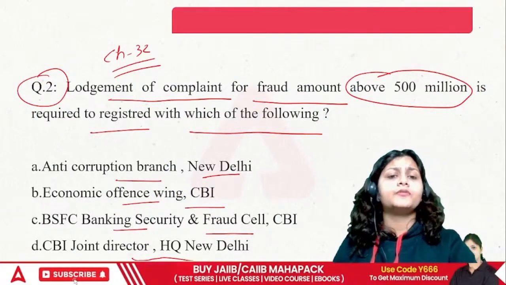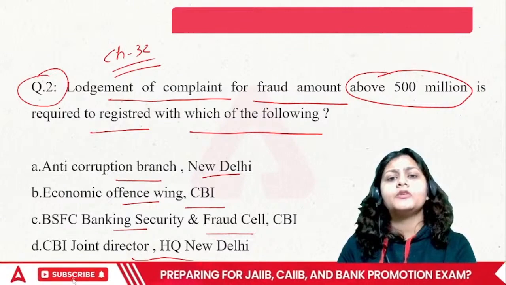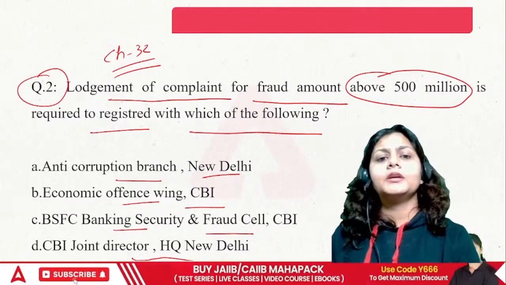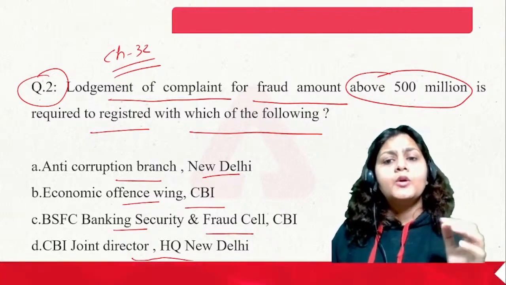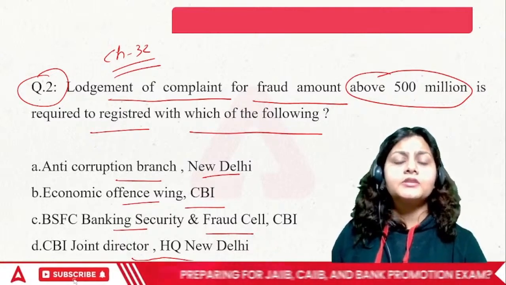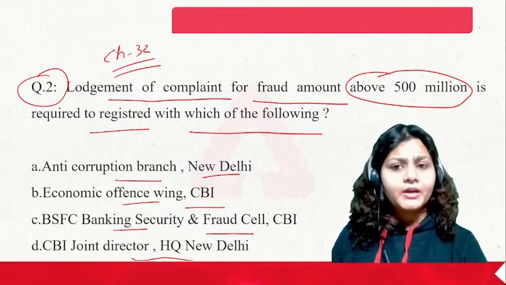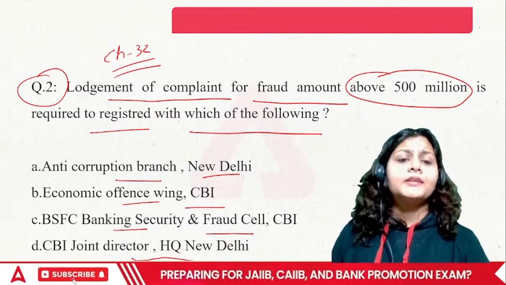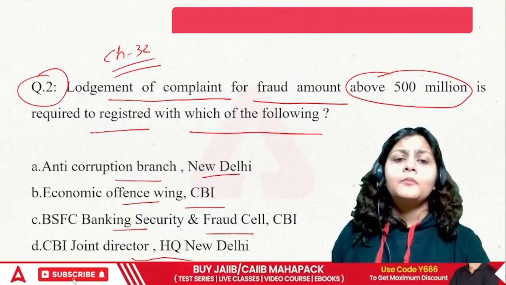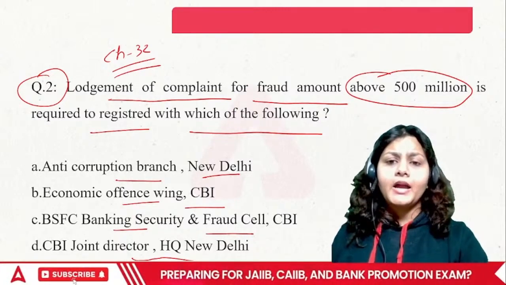So the answer of this question, I am going to repeat the question again. The lodgement of complaint for fraud amount which is above 500 million is required to be registered with which of the following? Option A is Anti-Corruption Branch, New Delhi. Option B is Economic Offence Wing, CBI. The third is Banking Security and Fraud Cell, the office is in Bangalore, that is CBI. And CBI Joint Director, Headquarter, New Delhi.